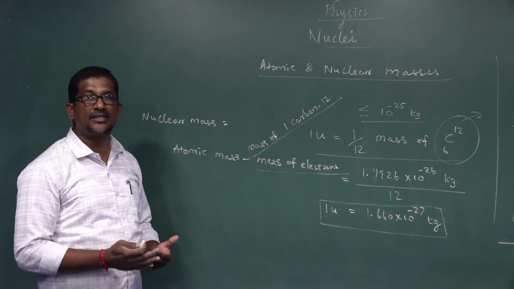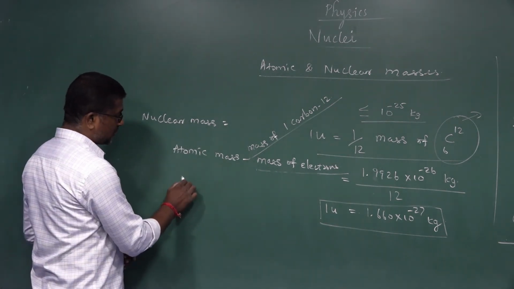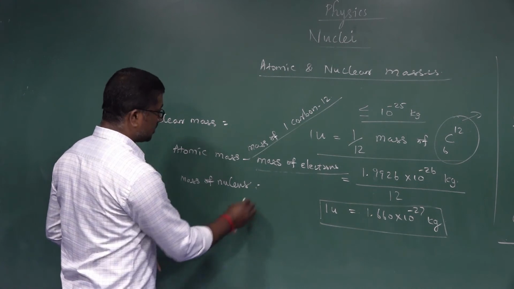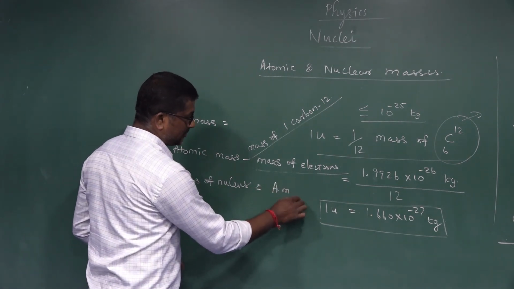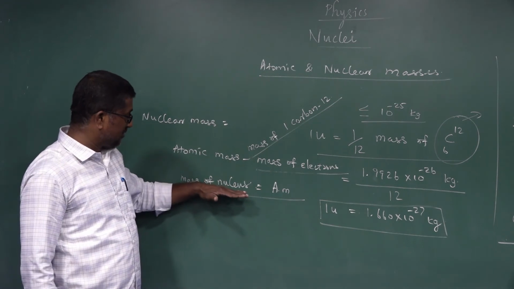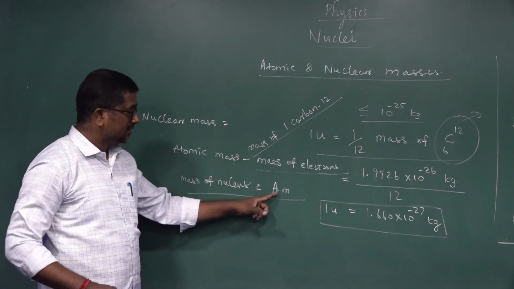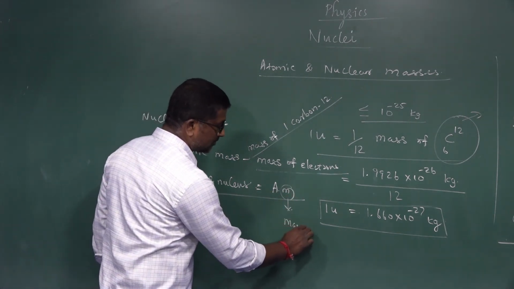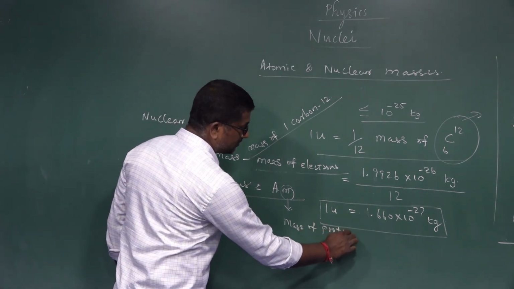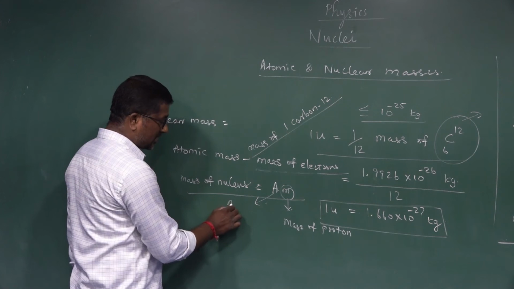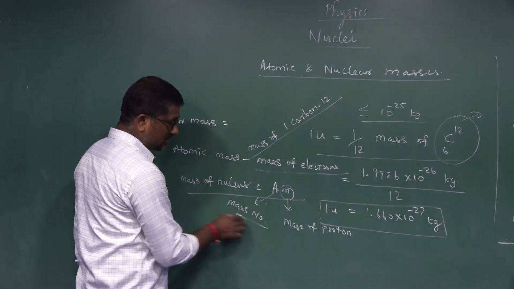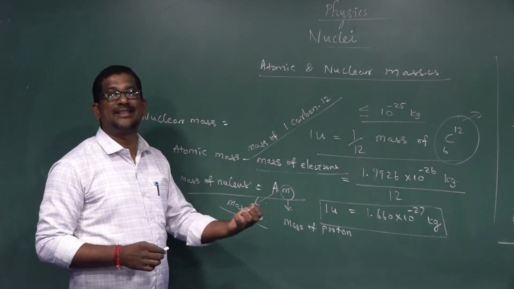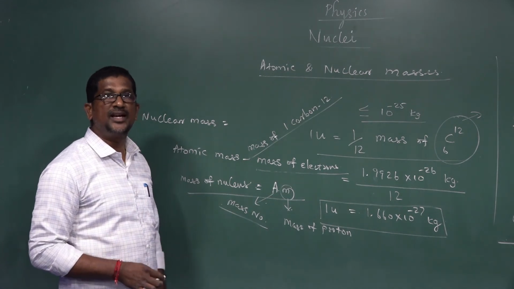And there is another formula for the mass of nucleus. Mass of nucleus or nuclear mass is equal to A into m. Okay, so it is the expression for the mass of the nucleus, that is A into m. Here small m means mass of a single proton. And what is A? Mass number. What is mass number? The total number of nucleons present in the nucleus, right?